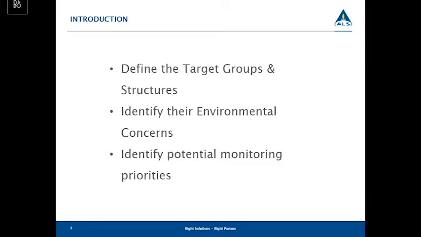So, do you want to go over the target groups, structures, identification of environmental concerns, and identify potential monitoring priorities? Part of this is an overview of what flame retardants are all about, what they are and their impact to the environment, but part of it also is a personal perspective on where I perceive things are going or not going particularly well.